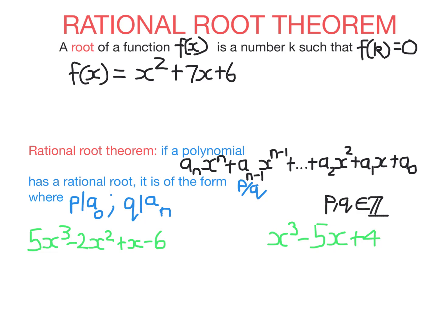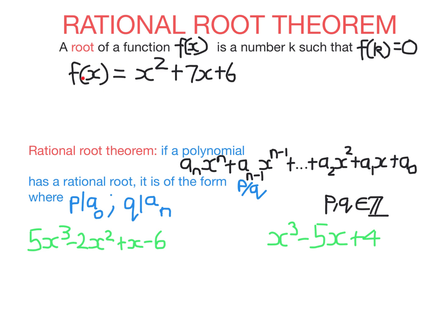Thank you so much for tuning into this video in which we will look at the rational root theorem. So we're going to be looking a lot at roots of polynomials, roots of cubics in particular. A root of a function f(x) is a number k such that f(k) equals 0. That just says a root is a number that makes the function equal 0.